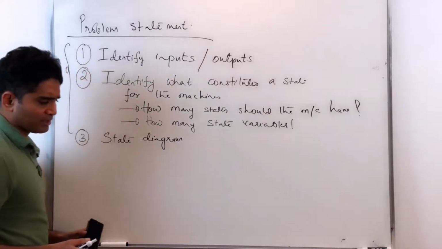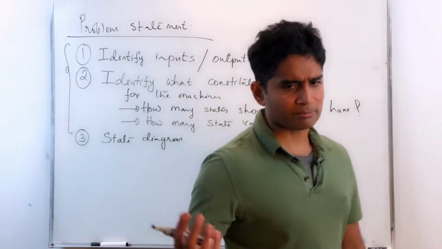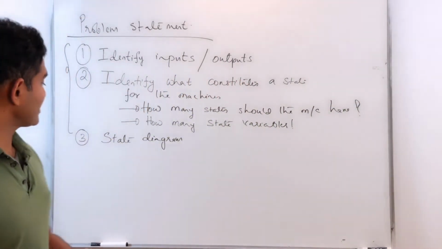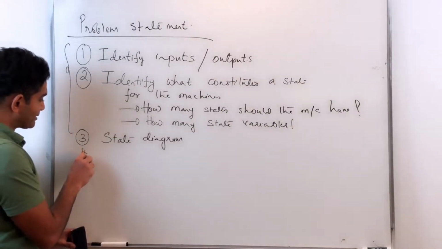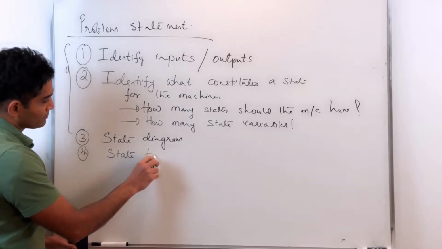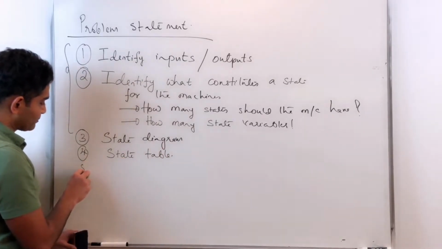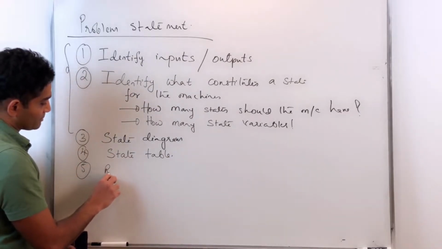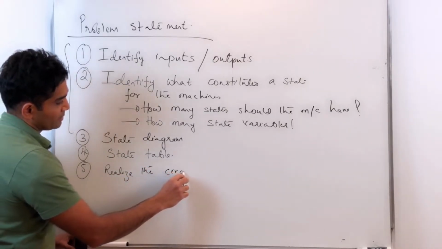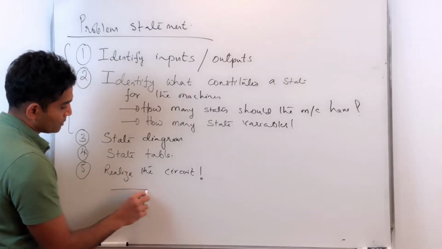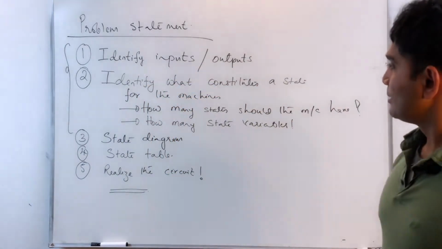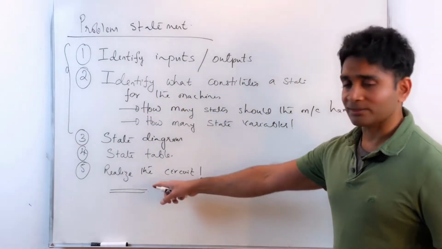You don't have to really think much. Once you know the technique, it's pretty straightforward, standard. From the state diagram, you translate that information to what is called a state table, and from the state table, you'll basically realize the circuit. Again, remember that, realize the circuit. Ultimately, the solution to the entire problem statement boils down to designing the combinational block.